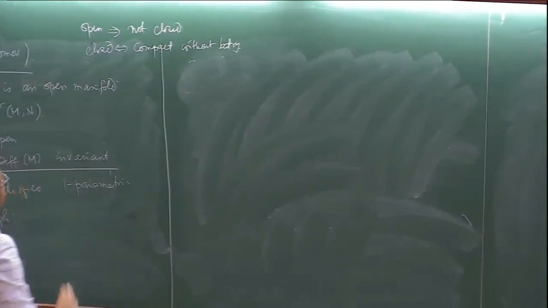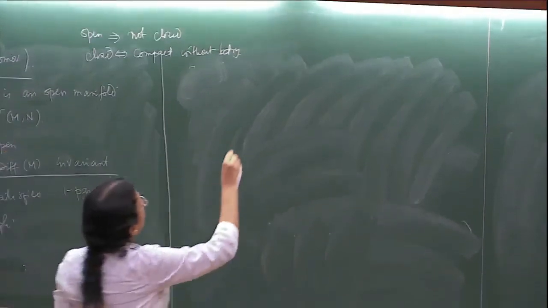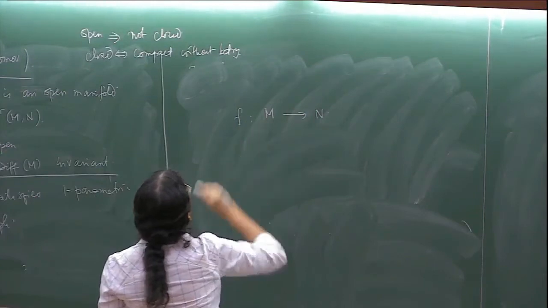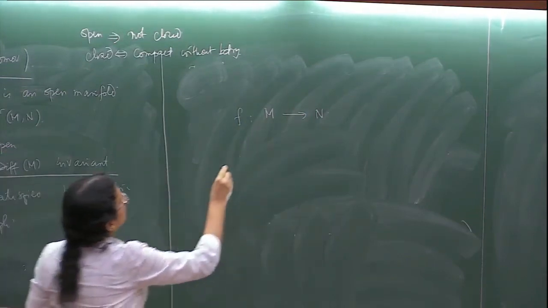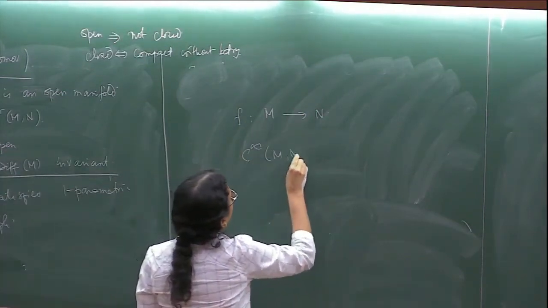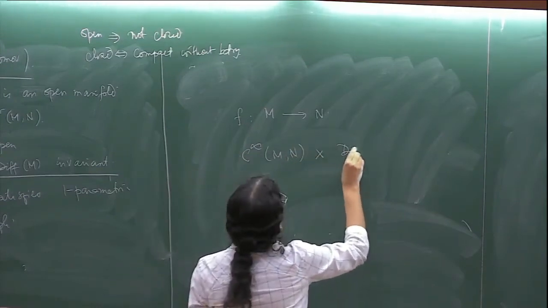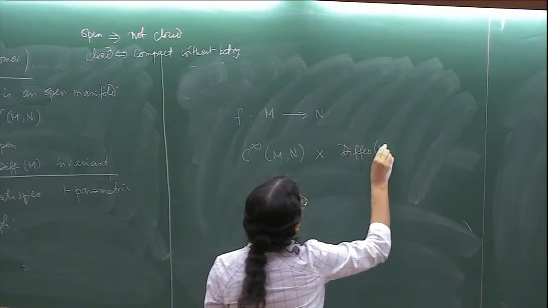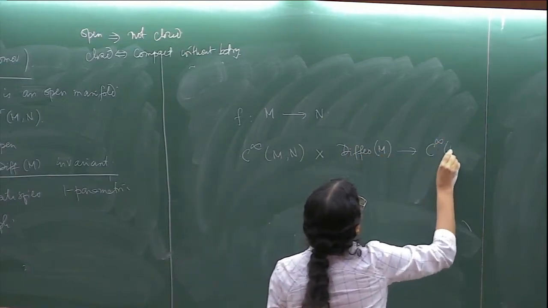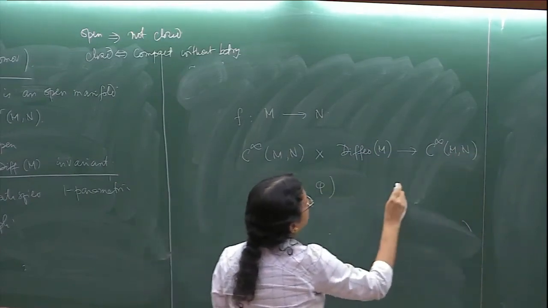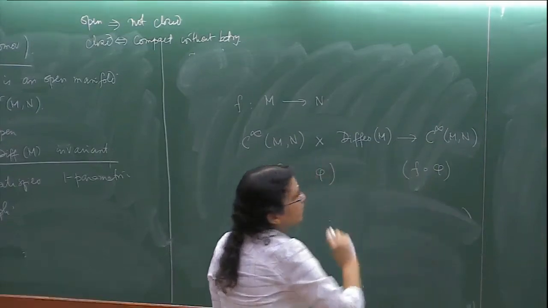So I first explain this. What is Diff M invariant? So I'm looking at functions from M to N. Now Diff M, so this is C infinity (M,N), and then you have an action of diffeomorphisms of M on C infinity (M,N). What is the action? This is simple, just f composed with phi.